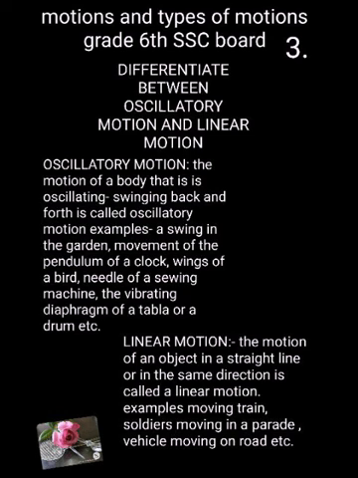Linear motion: the motion of an object in a straight line or in the same direction is called linear motion. Examples: moving train, soldiers moving in a parade, a vehicle moving on road.